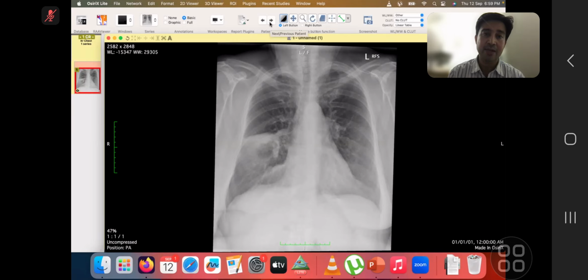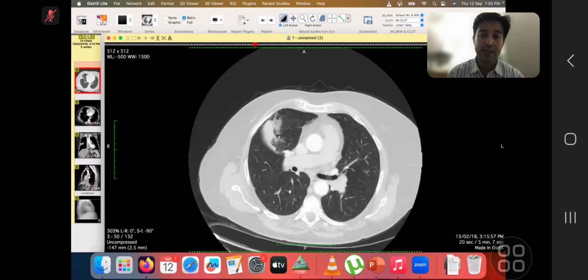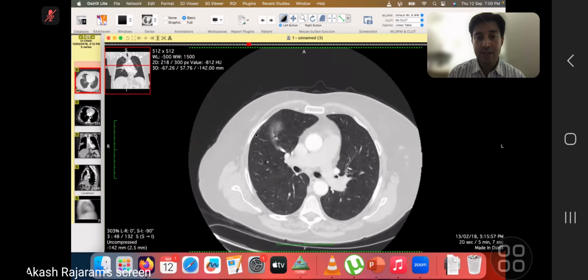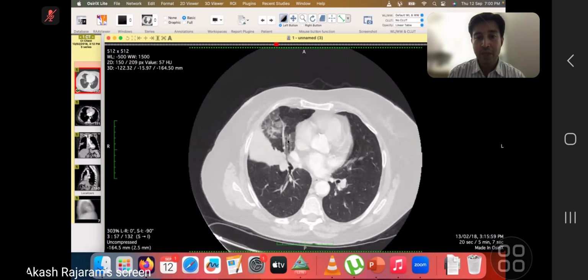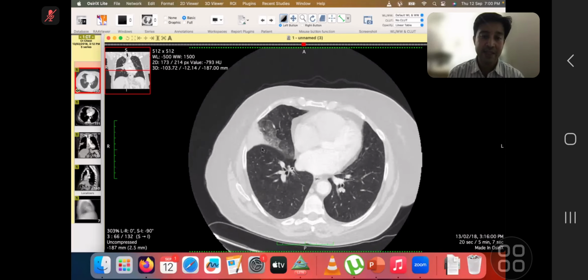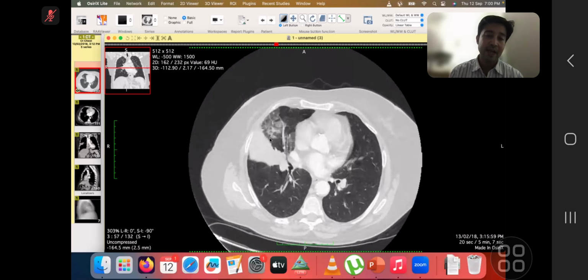You would say that, and you suggest a CT, as you correctly mentioned. In the CT, what we are seeing here is there is dense consolidation. There is no cavitation. It looks like there is some cavitation, but there is no actual cavitation. But there is dense consolidation involving the right middle lobe.